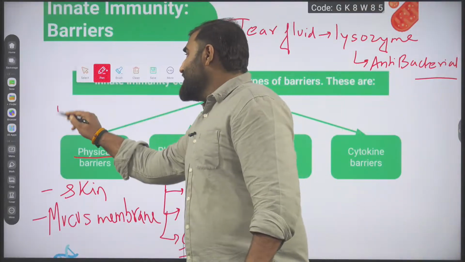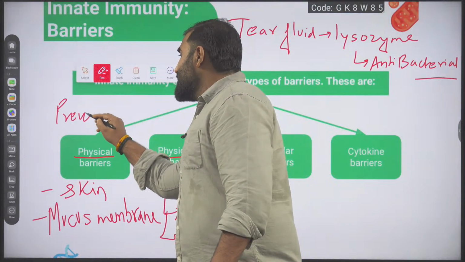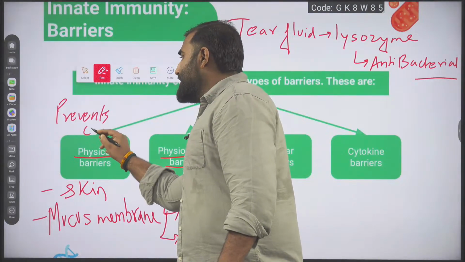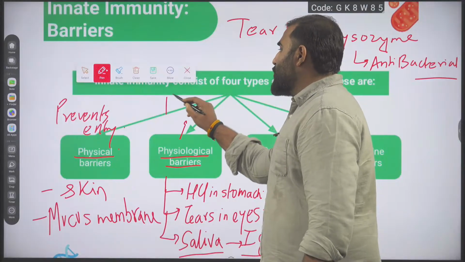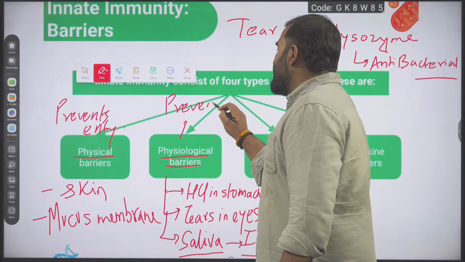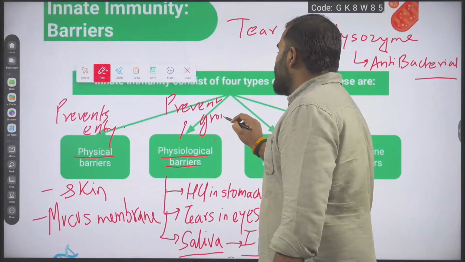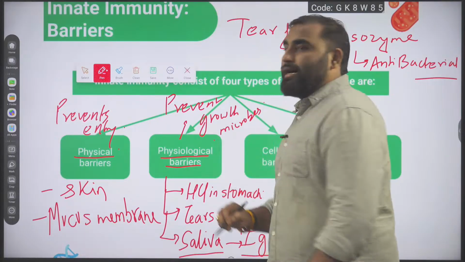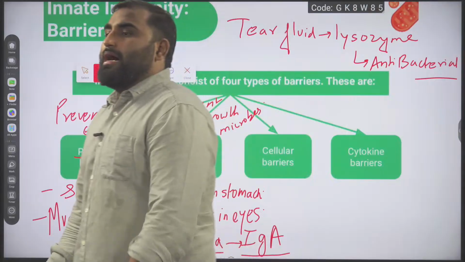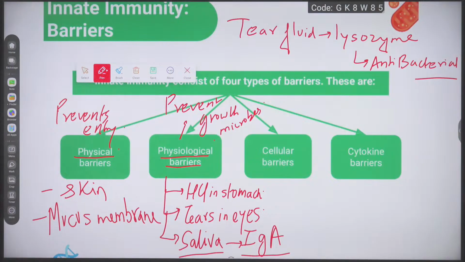Physical barrier prevents entry. Physiological barrier will prevent the growth of microbes. Are you getting me, guys?